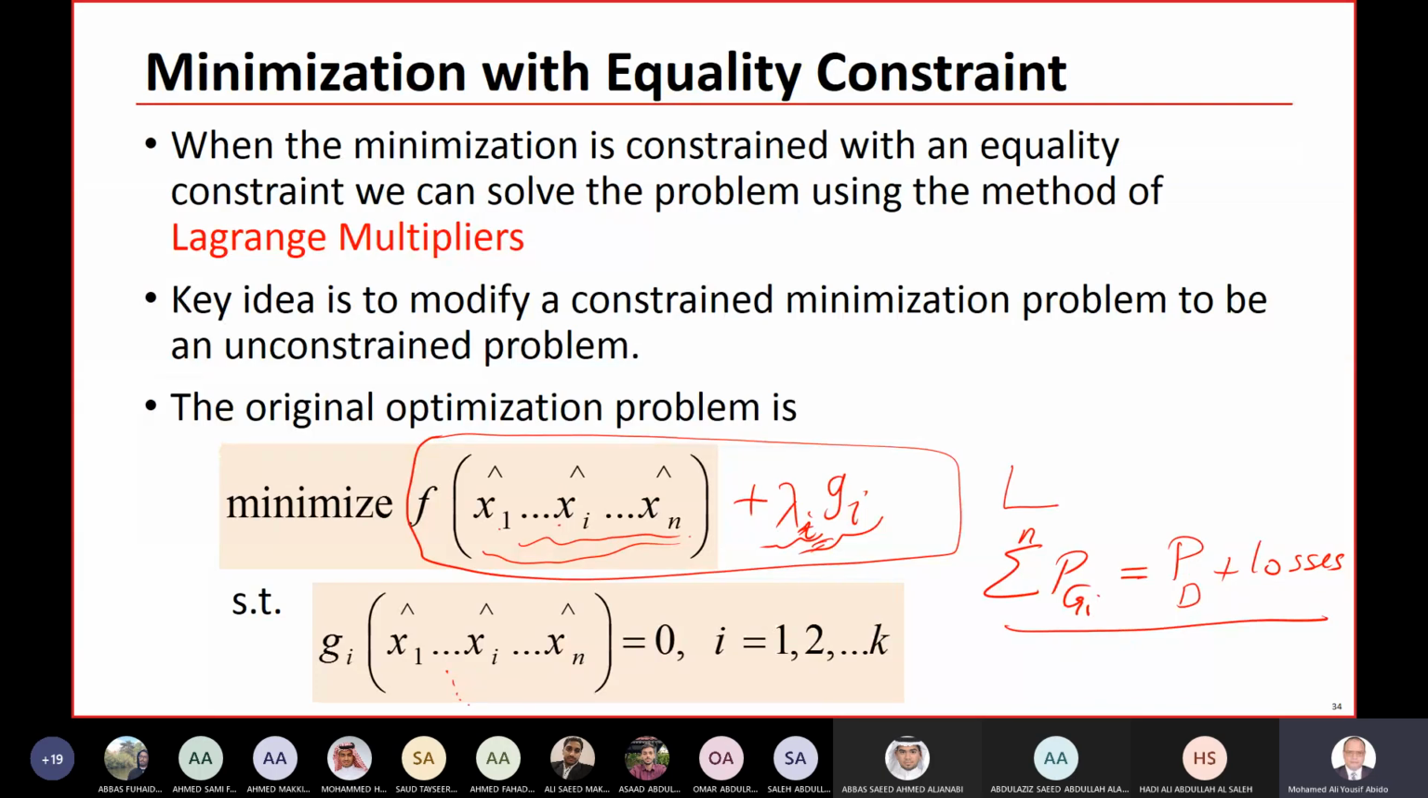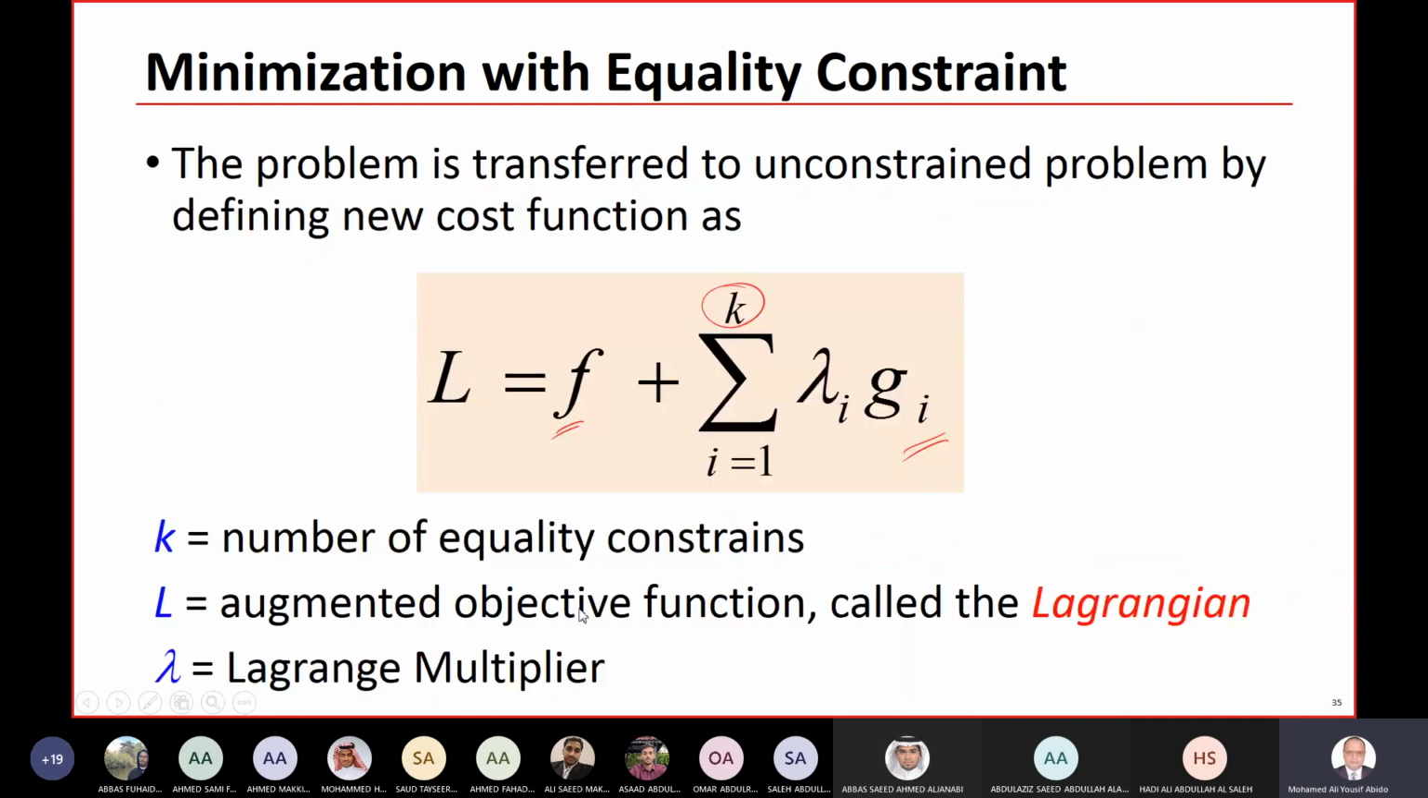Of course, as we mentioned, we will relax the problem at the beginning. We consider system losses equal to 0, so we will not consider the network constraints here. So summation of PG minus PD equal to 0. This is the equality constraint in the economic dispatch problem. So K is the number of equality constraints. L is the augmented objective function. You expand it. It's called the Lagrangian, and lambda is the Lagrange multiplier.